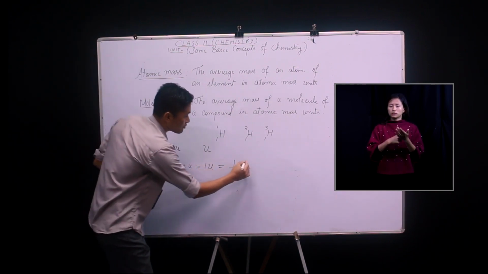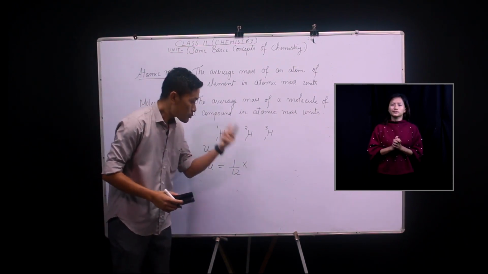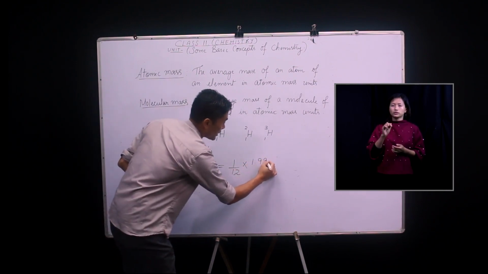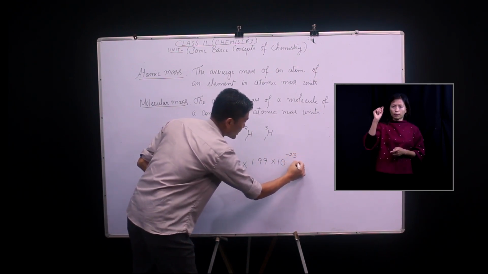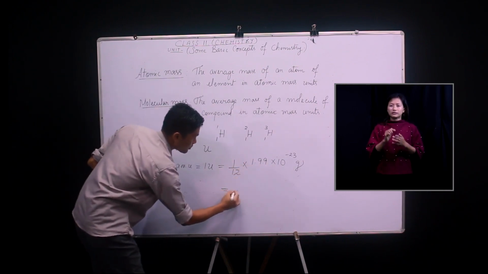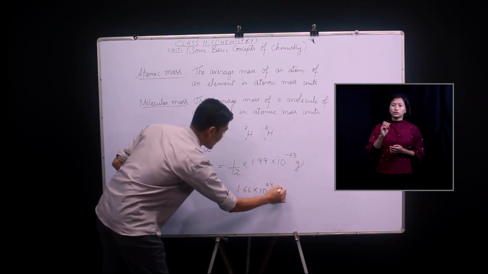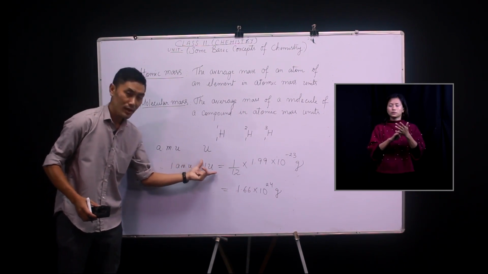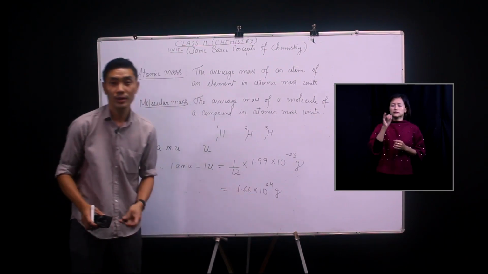So for 1/12 of the mass of carbon-12 isotope, the absolute mass of a carbon-12 atom is 1.99 × 10^-23 grams. If we divide this by 12, we get 1.66 × 10^-24 grams. That means one atomic mass unit, which is equal to one unified mass, will be equal to 1.66 × 10^-24 grams.